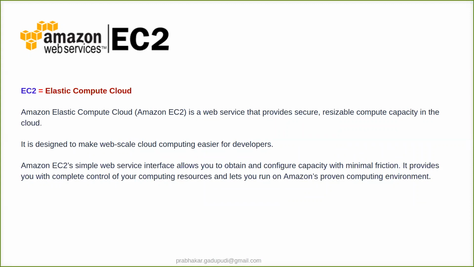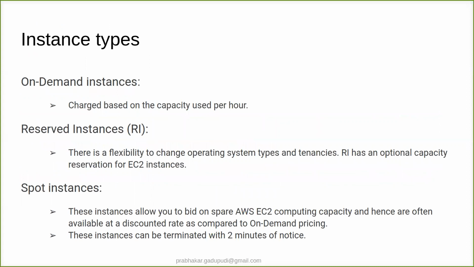Okay, before jumping into the labs, I will explain this. EC2 instances come in three flavors: on-demand instances, reserved instances, and spot instances. On-demand instances are charged based on the capacity used per hour or per second. Reserved instances are flexible to change the operating system types and tenancies. Reserved instances have an optional capacity reservation for each instance.